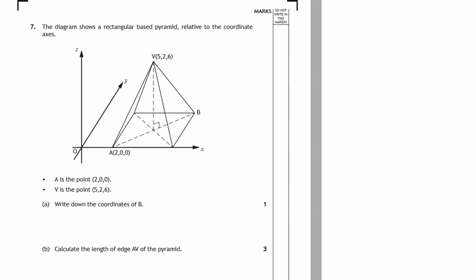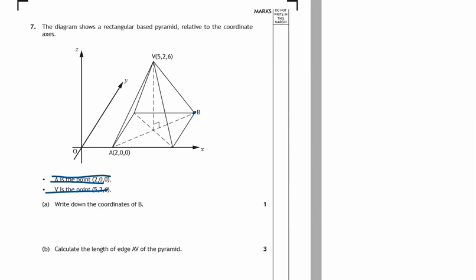So I think this is great. Four marks we're going to get, and some of that's based on this. I think these kind of questions, when you see them, are great questions. A's on the diagram, don't need to know that. B's on the diagram, don't need to know that. It's a rectangular base pyramid. Right, write down the coordinates of B. So it's B over there.